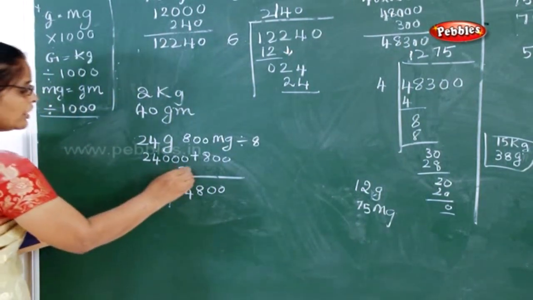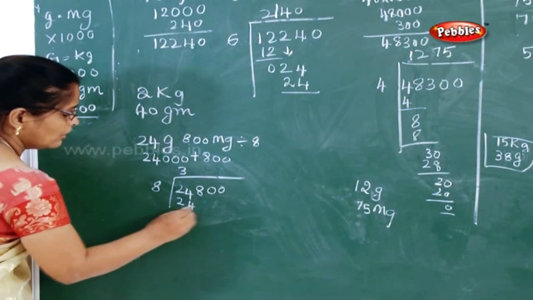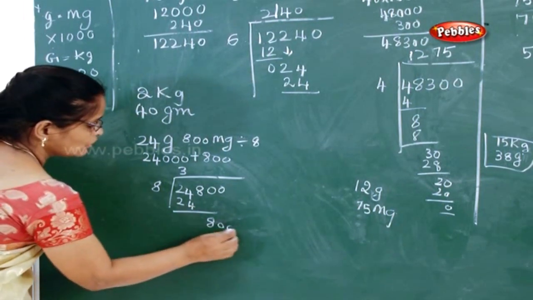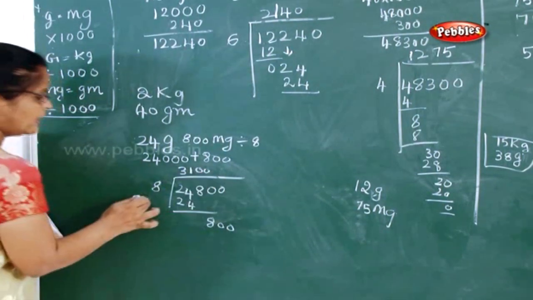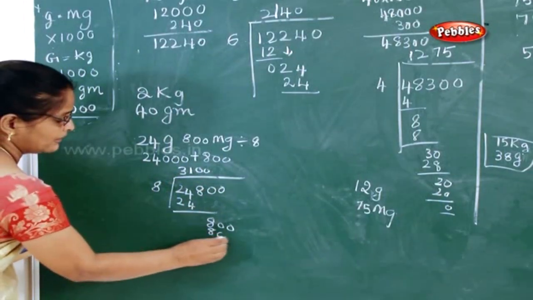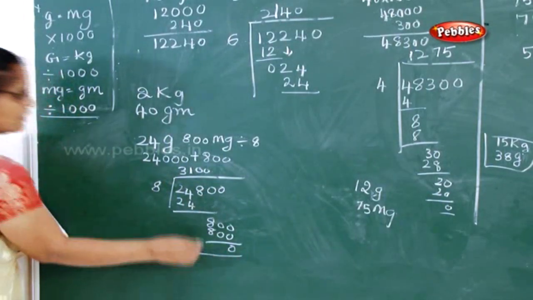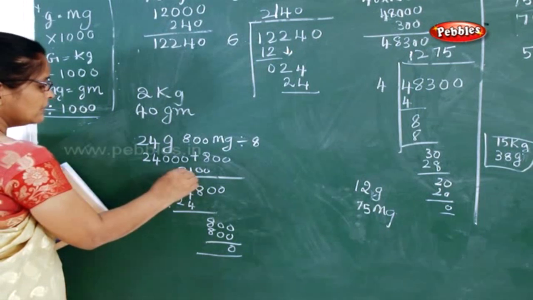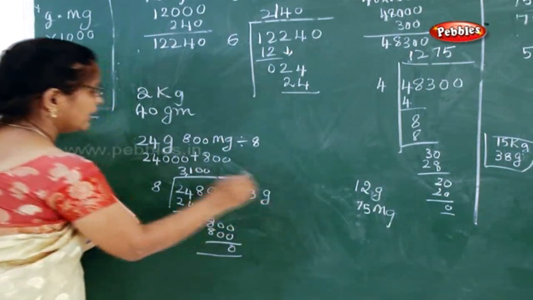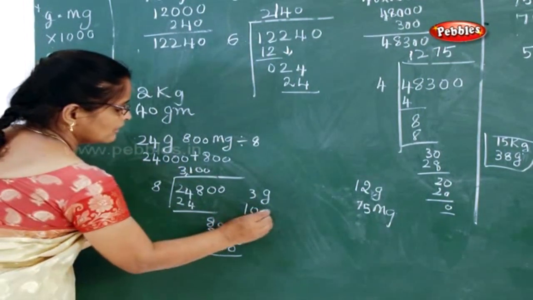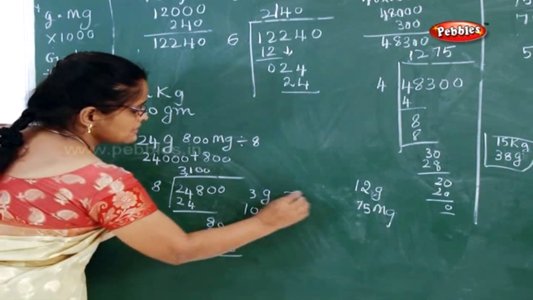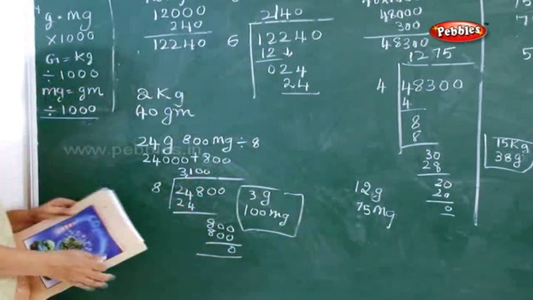Now what is the answer? 8 3s are 24. Now 800. So this will become 100 times, because 8 100s are 800. So what is the answer? Immediately 3 gram. Very good. 100 mg. So this is how you have to do your division.